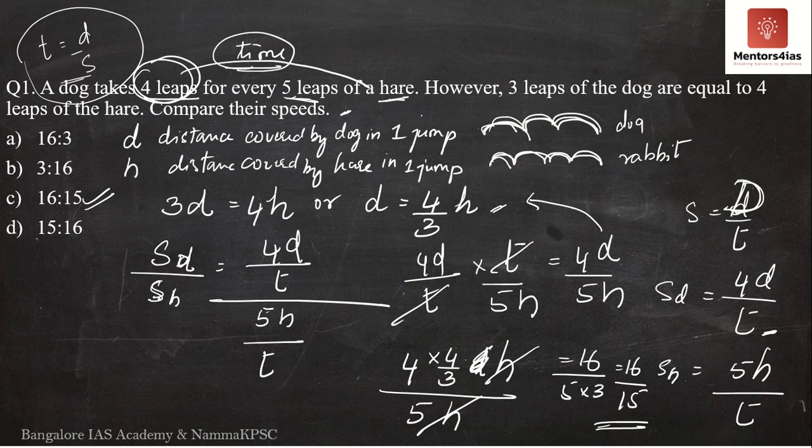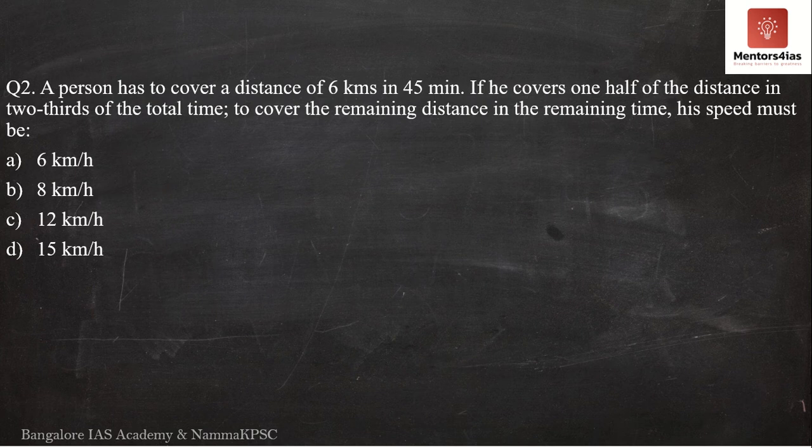Now we are taking dog is to hare because the question starts off with dog. In case 16 by 15 is not there in the options at all, but you only have 15 is to 16, then you have to mark 15 is to 16. I hope that is clear. However, for this particular question, the correct option is option C. Answer is 16 is to 15. Now let us move on to the second question.